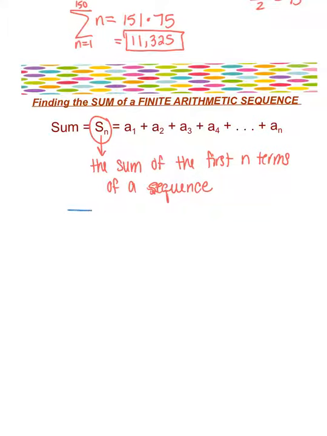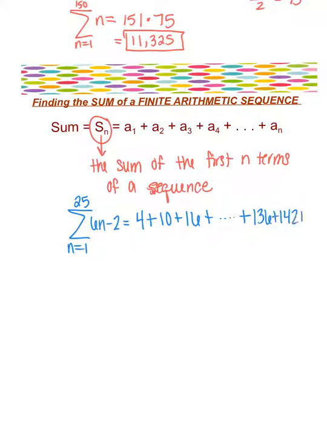So consider the series from n equals 1 to 25 of 6n minus 2. This was from our warm-up, and this is kind of the one we've been working with since the beginning of the lesson. So my first term is 4, my second term is 10, my third term is 16, and then my last 3 terms would be 136, 142, and 148. That is my 25th term.